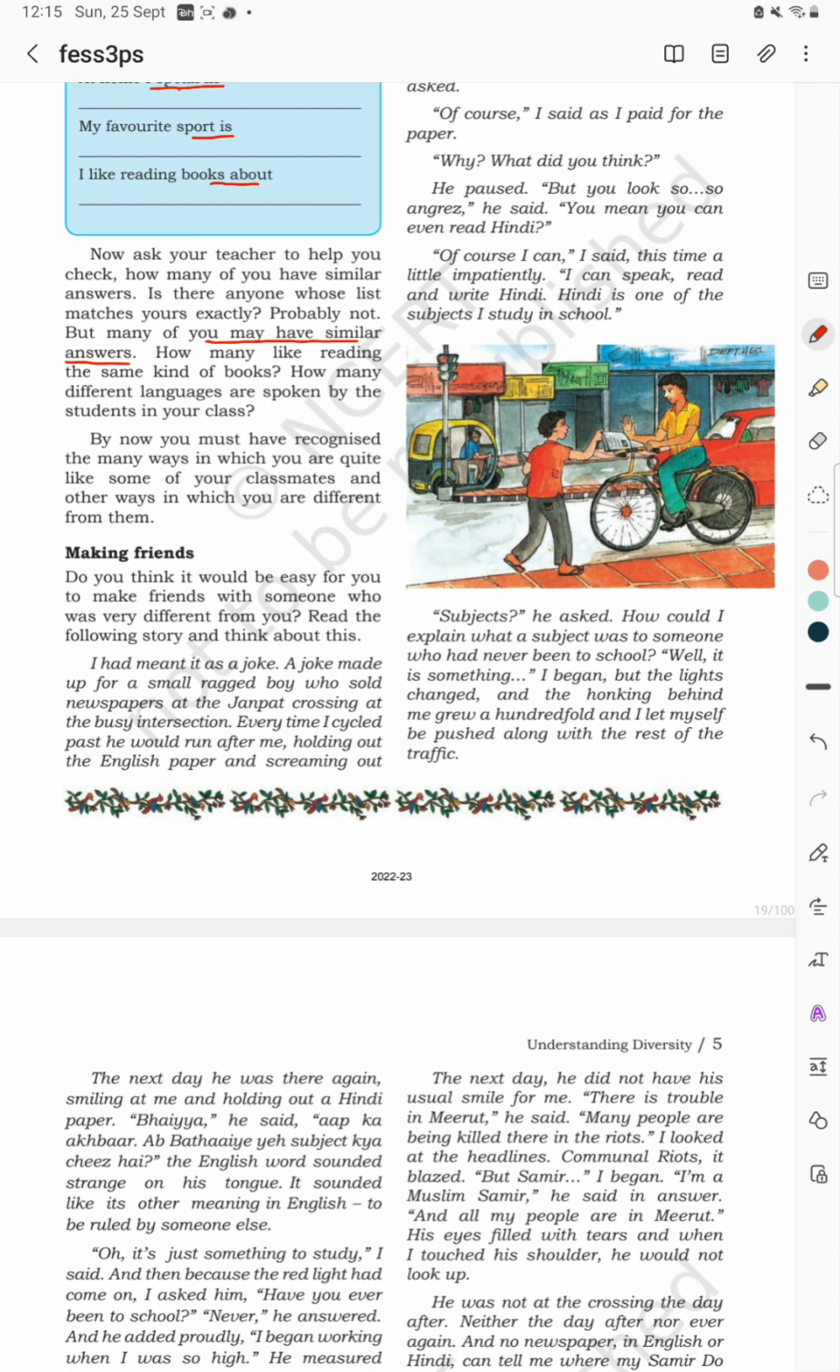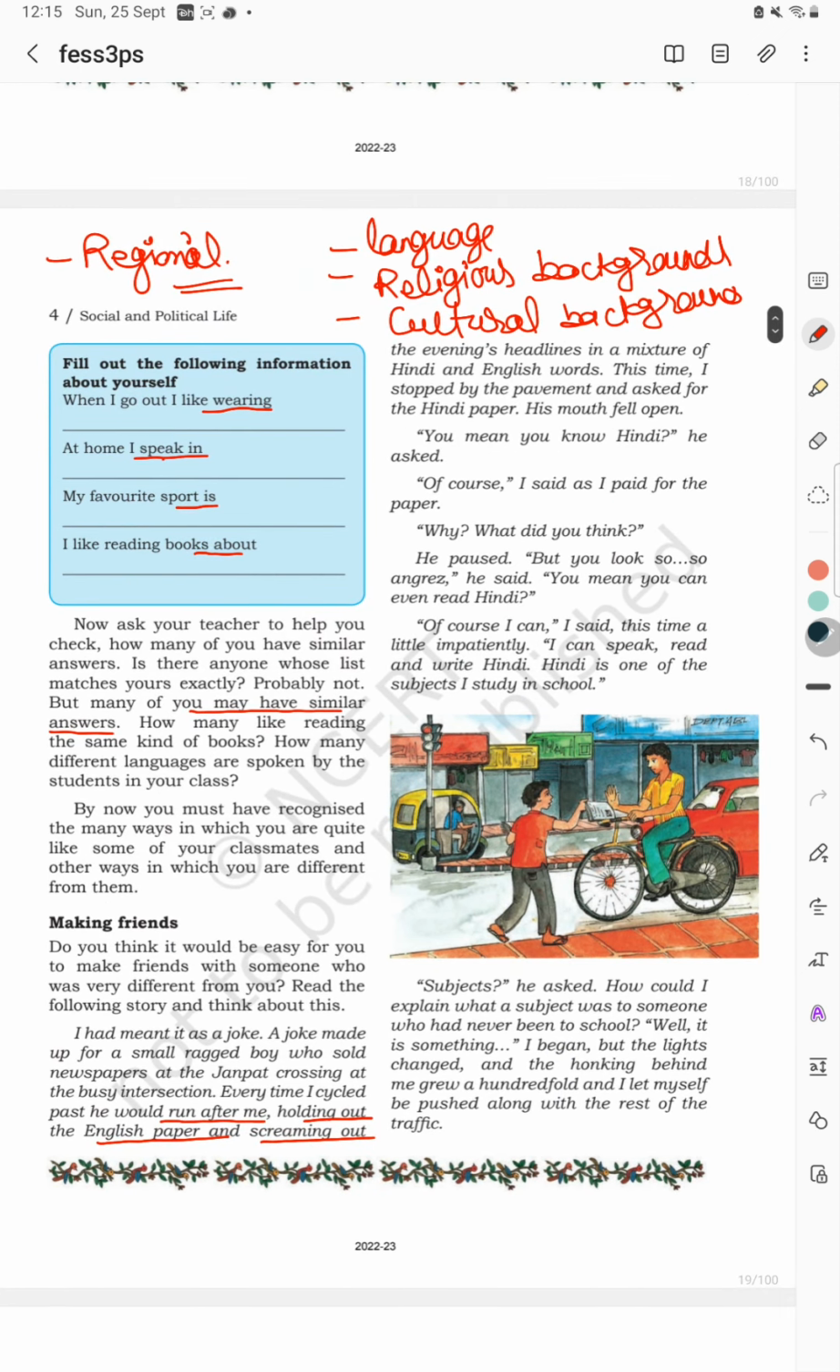Every time I cycled past, he would run after me, holding out the English newspaper and screaming out the evening's headlines in a mixture of Hindi and English words. This time I stopped by the pavement and asked him for a Hindi paper. His mouth fell open. "You mean you know Hindi?" he asked.